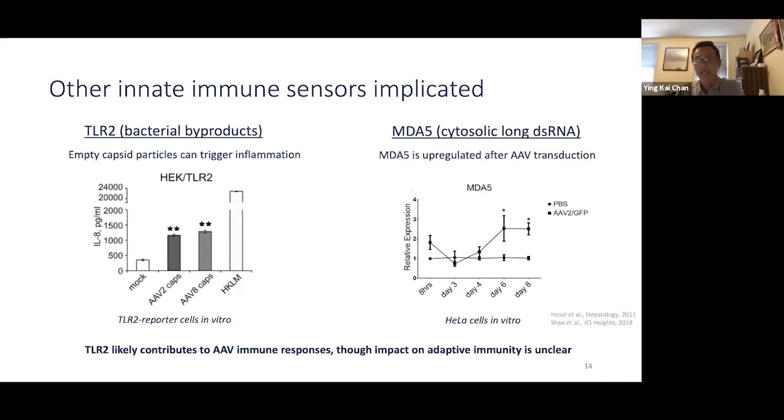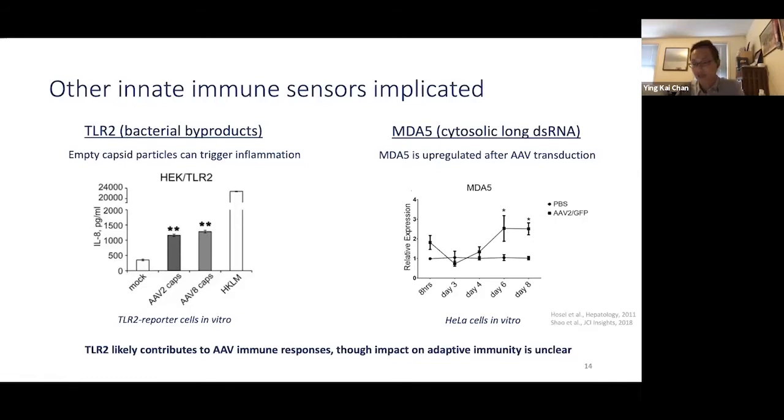2 other innate immune sensors are implicated for AAV, but the evidence is sparse. On the left is toll-like receptor 2. This typically detects bacterial byproducts. There is a single publication by a German group showing that anti-capsid, AV2 and AV8 here, can trigger toll-like receptor 2 mediated inflammation. It is currently unclear what toll-like receptor 2 is recognizing on the AAV capsid and how it does it. Now, on the right is MDA5.